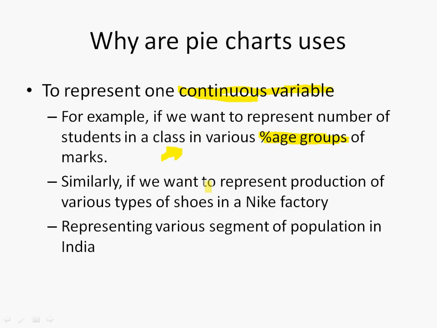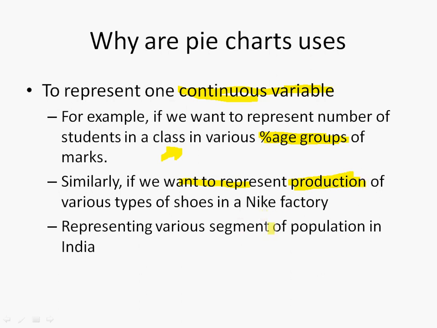Similarly, if we want to represent the various types of shoes manufactured, right? So what is the one variable we are talking about? We are talking about production variable here, and we want to see what kind of production is there in a factory of Nike, right? So that can be very easily represented by a pie chart.